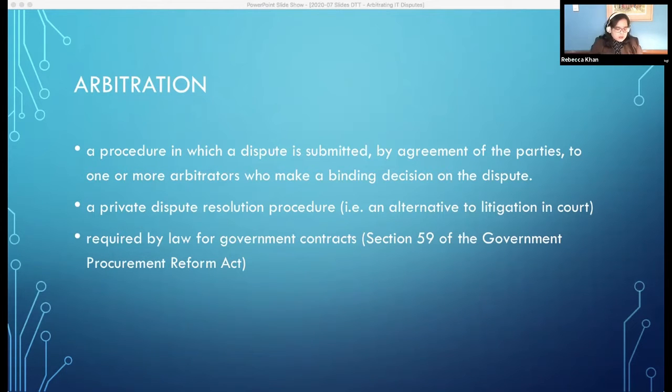I want to bring to your attention that the Government Procurement Reform Act, or Republic Act 9184, specifically requires arbitration as a dispute resolution procedure. Section 59 of this law specifies that government contracts should include a dispute resolution clause that refers any disputes to arbitration.